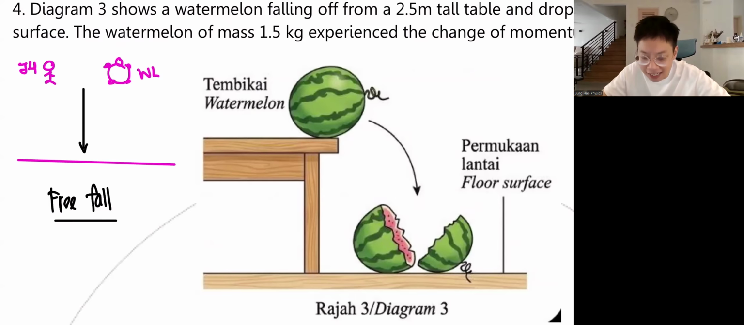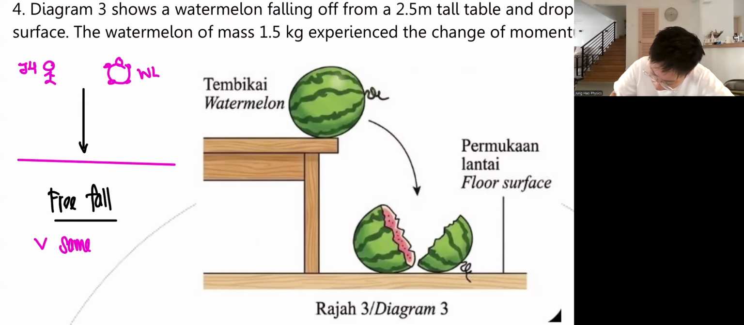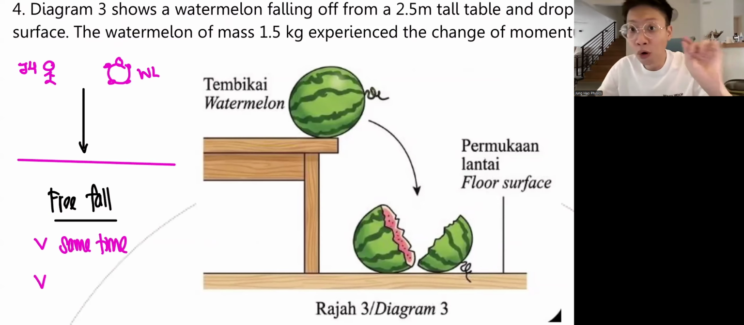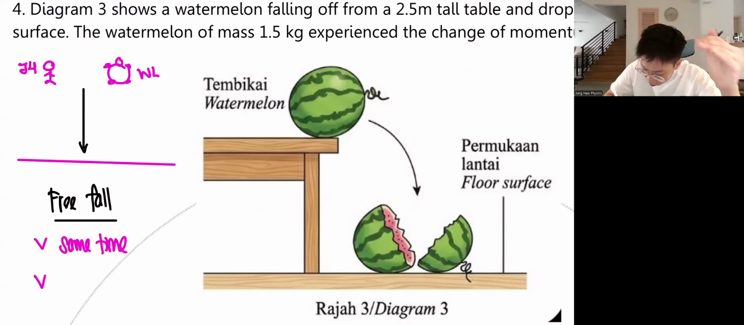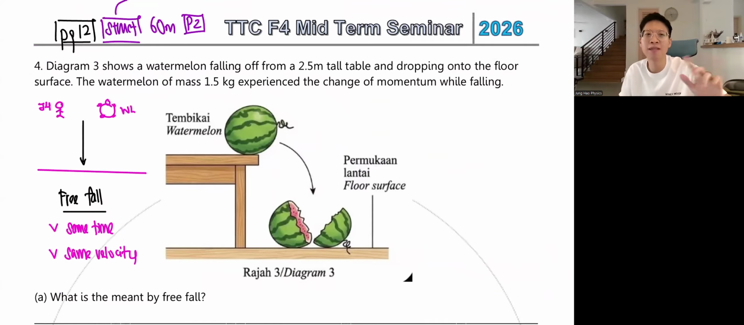The answer is, if it is free fall, all of the objects will fall at the same time. Not only the same time, it is also the same velocity. So you don't only fall at the same time, you also fall at the same velocity. This is the concept of free fall. We don't say that because the size is bigger, you have more air resistance. No, we don't do that. So free fall, you have the same time, same velocity.